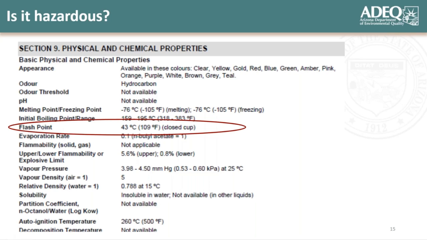What you should have found is the listed flash point of the product is less than 140 degrees. Specifically, it's 109 degrees Fahrenheit. This material, once a waste, would then be hazardous for an ignitability characteristic. Since it is also a solvent, generators should verify if any F codes apply as well.